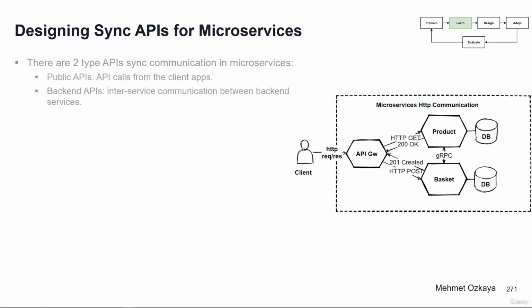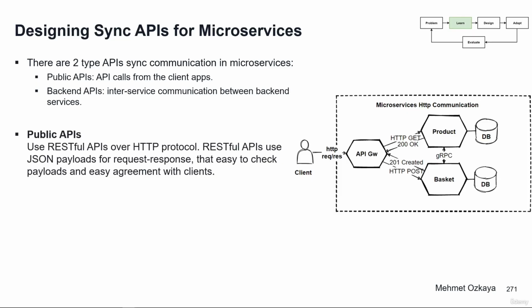As you remember, there are two types of APIs when designing synchronous communication in microservice architecture. The first one is public APIs. The second one is backend APIs. Public APIs should be aligned with the client request, and the client can be a web browser or mobile application. So the public API should use RESTful APIs over the HTTP protocol. RESTful APIs should use JSON payloads for request and response. This is easy to check and makes agreement with clients easy.